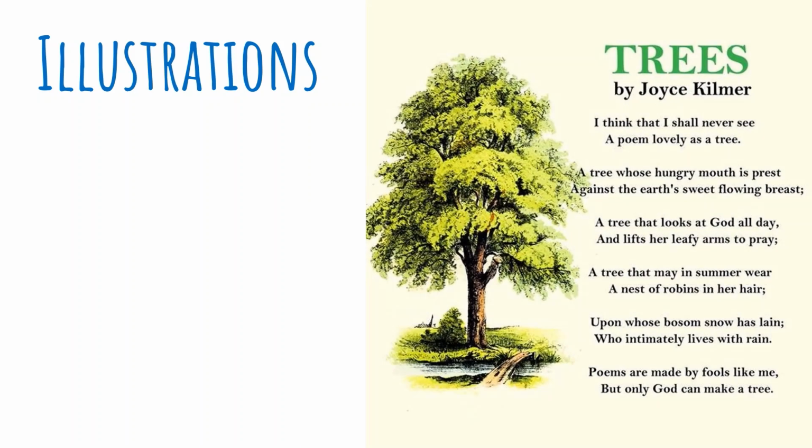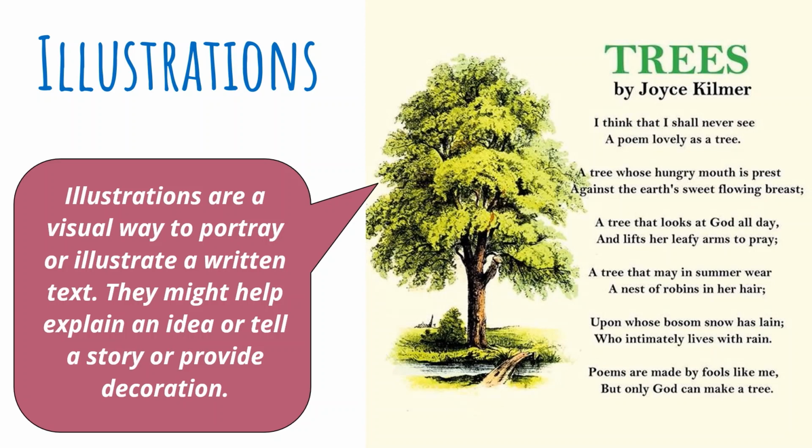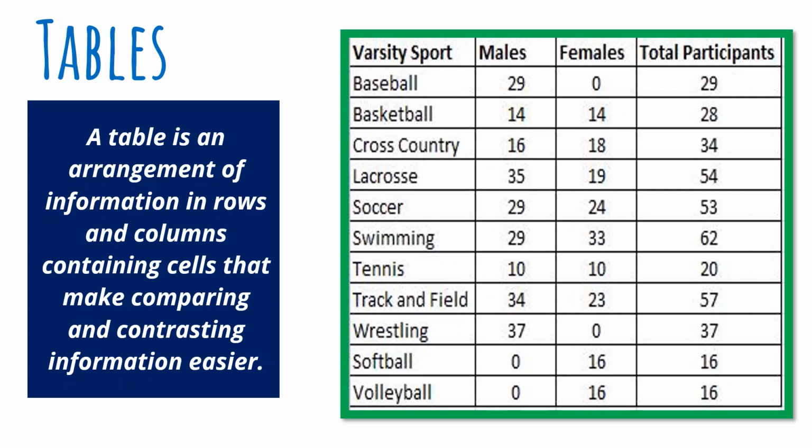We may also use illustrations, like this one. Illustrations are a visual way to portray or illustrate a written text. They might help explain an idea or tell a story or provide decoration. Next we have tables. A table is an arrangement of information in rows and columns containing cells that make comparing and contrasting information easier.